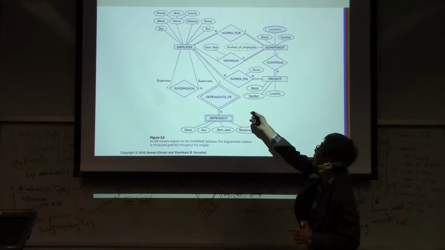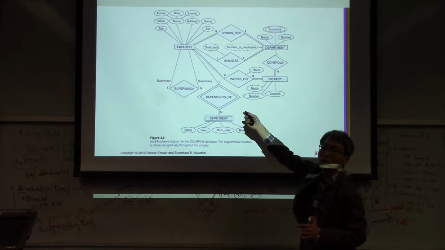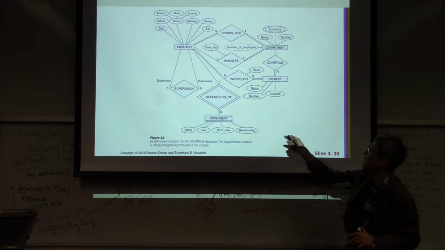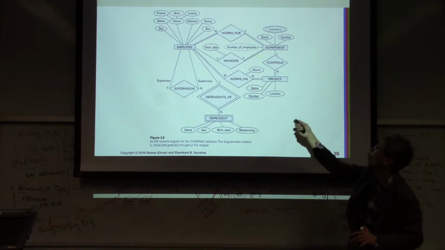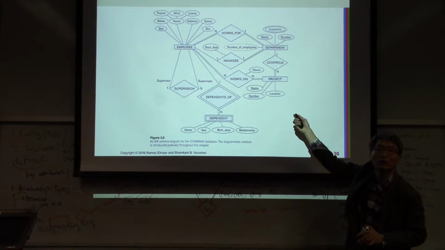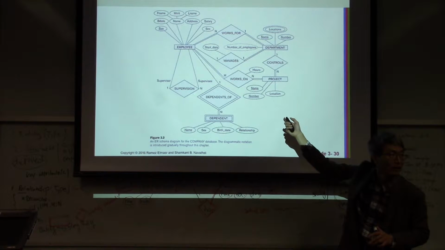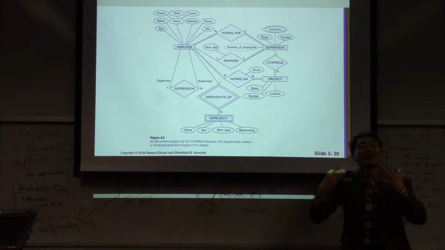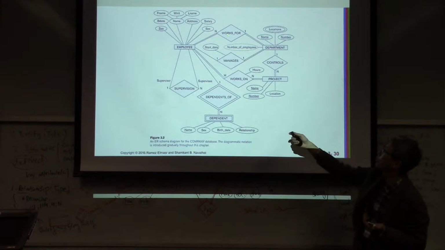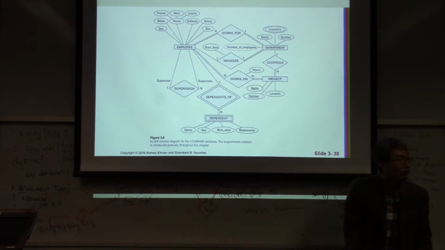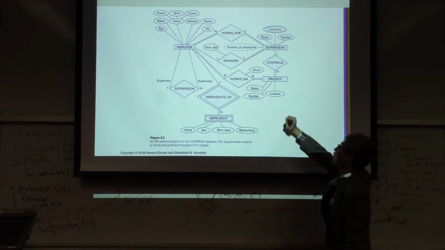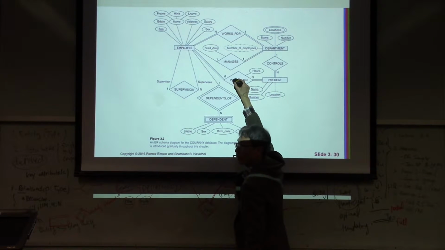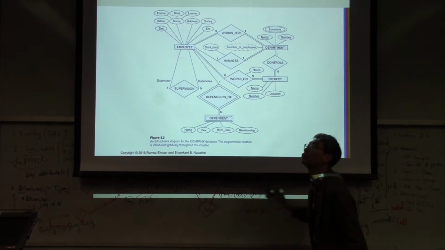However, what about the manager? Manager has a start date. Actually, this is a one-to-one mapping. The start date can be either on the employee or the department, this side or this side. But for better understanding, we put the start date in the relationship. Actually, an attribute of the relationship only appears when it is many-to-many.